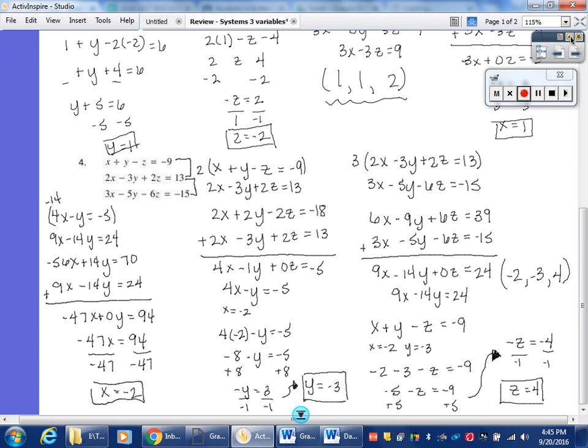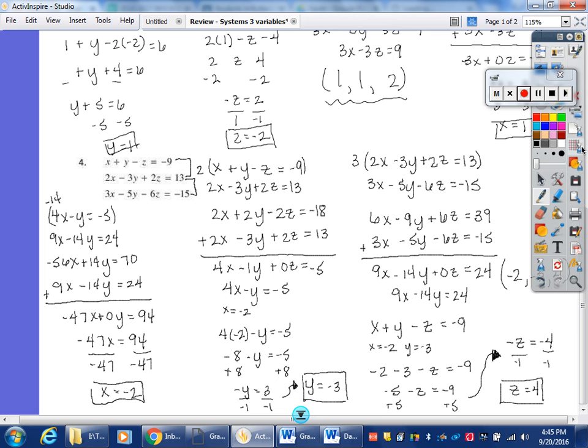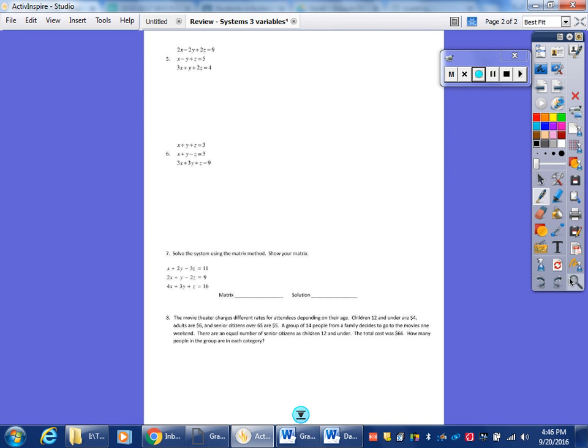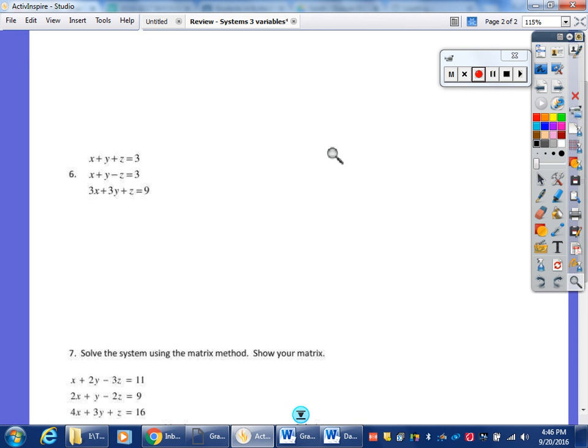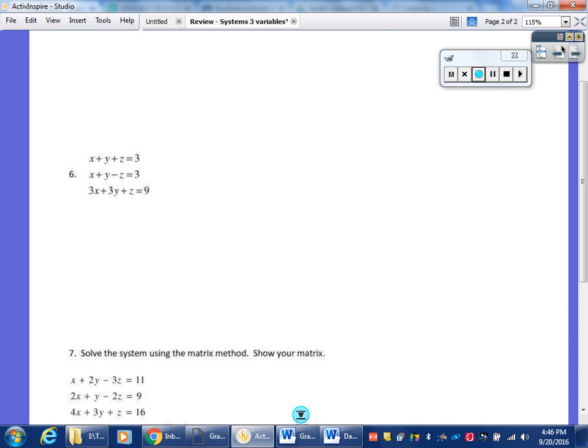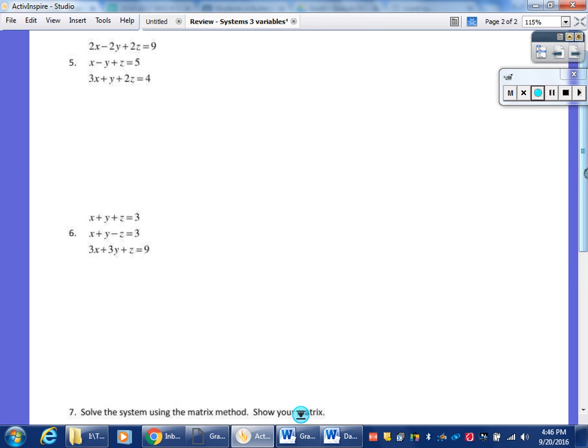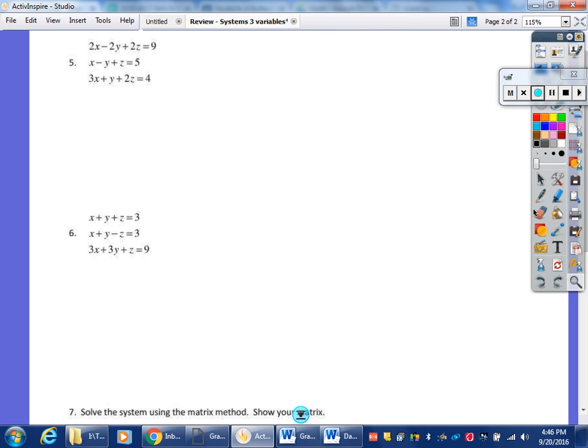All right, guys. We're going to look at the second page, where we are going to solve 2 more systems using elimination because it is so much fun. And then we'll look at that word problem down at the bottom afterwards.